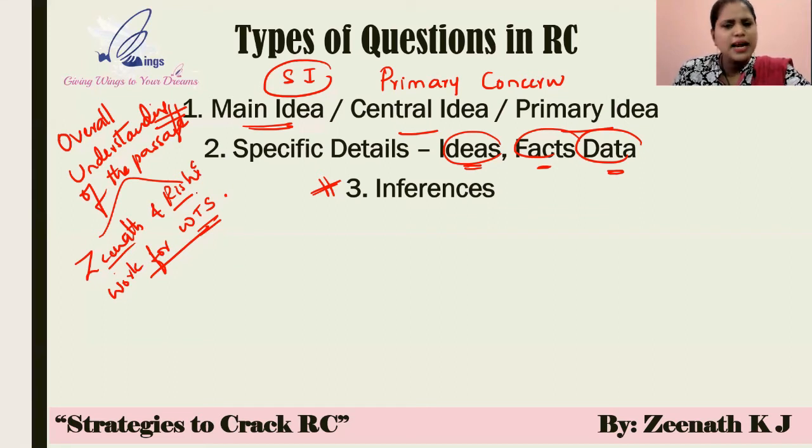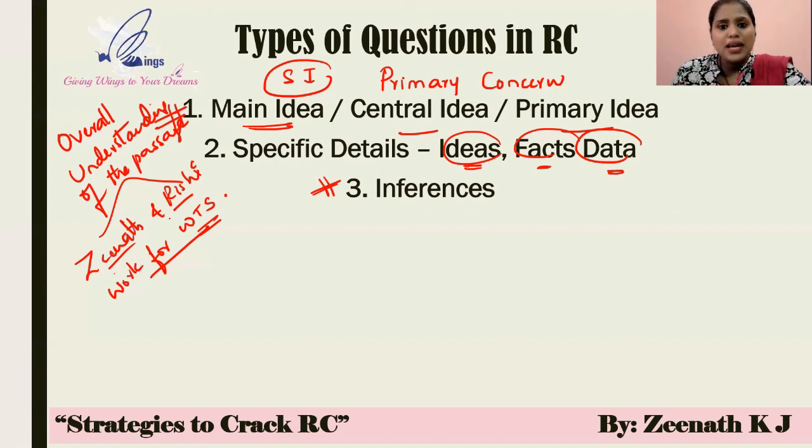What if I say Zeenath and Rishi are very close friends? Could I come to that conclusion based on the statement? No. The only information provided in the statement is that Zeenath and Rishi work for the same organization. Nowhere in the statement does it say Zeenath and Rishi are close to each other or friends with each other or they know each other very well. There is nothing as such stated. Definitely I cannot come to that conclusion. Now you understand this is what inferences usually stand for. You get my point?